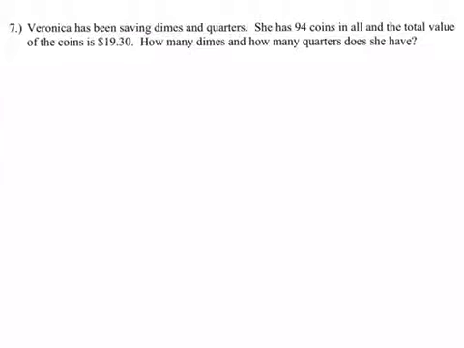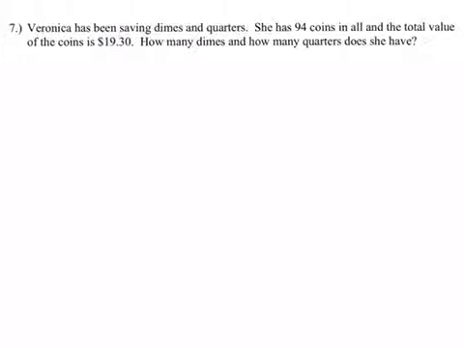Okay, so number 7. Number 7 is about dimes and quarters. So let's take a look here. It says, Victoria has been saving dimes and quarters. She has 94 coins in all, and the total value of the coins is $19.30. How many dimes and how many quarters does she have?